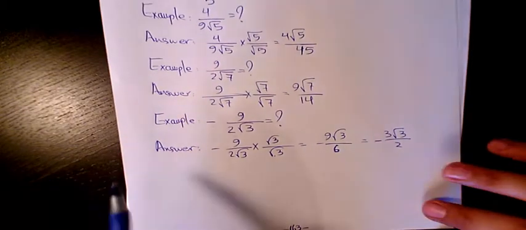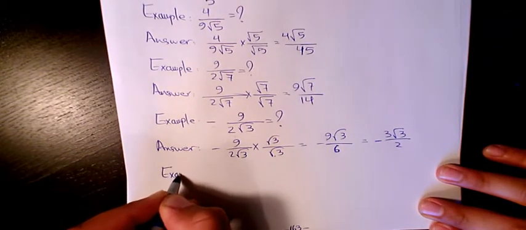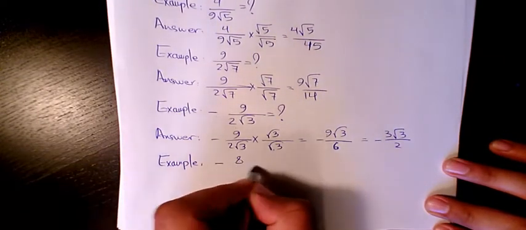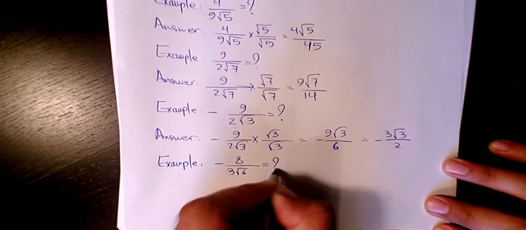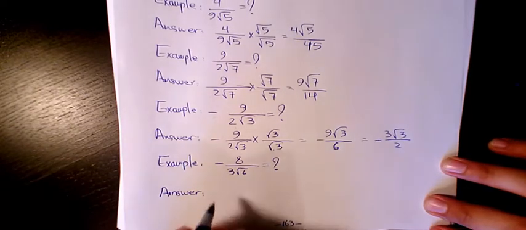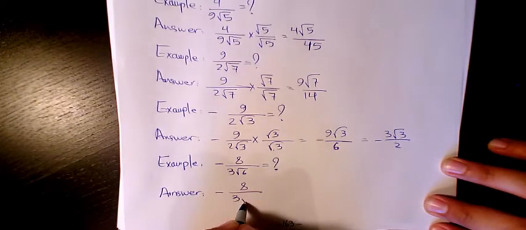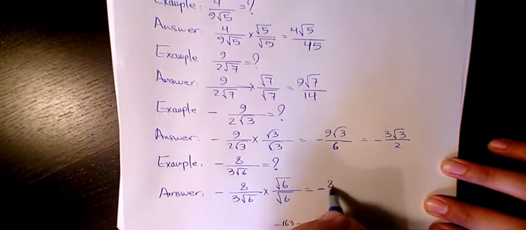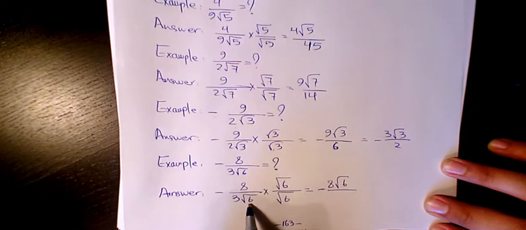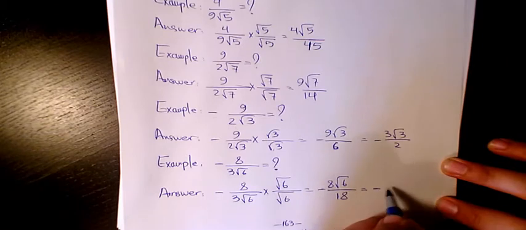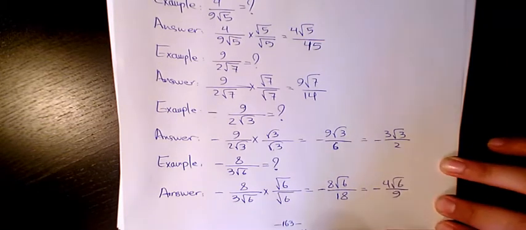And next example will be negative 8 over 3 root 6. Answer will be negative 8 over 3 root 6. We multiply and divide the numerator and denominator by root 6. So it's going to be negative 8 root 6 divided by 3 times root 6 times root 6, which is going to be 18. And then we reduce it, it's going to be negative 4 root 6 divided by 9.